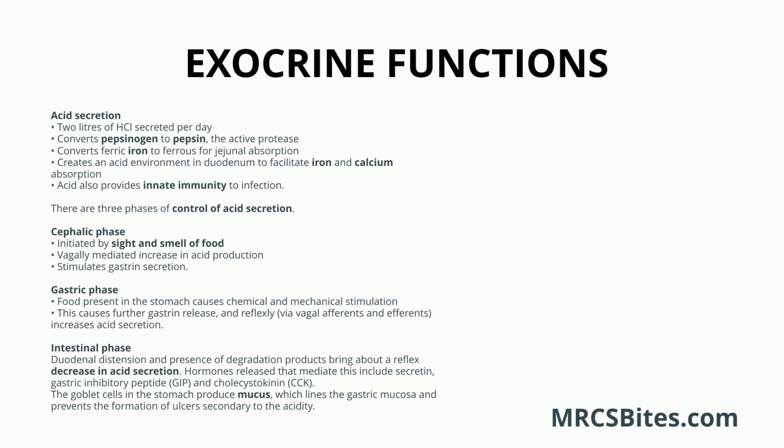This causes further gastrin release, and reflexly, via vagal afferents and efferents, increases acid secretion. Intestinal phase. Duodenal distension and presence of degradation products bring about a reflex decrease in acid secretion. Hormones released that mediate this include secretin, gastric inhibitory peptide, GIP, and cholecystokinin, CCK. The goblet cells in the stomach produce mucus, which lines the gastric mucosa and prevents the formation of ulcers secondary to the acidity.